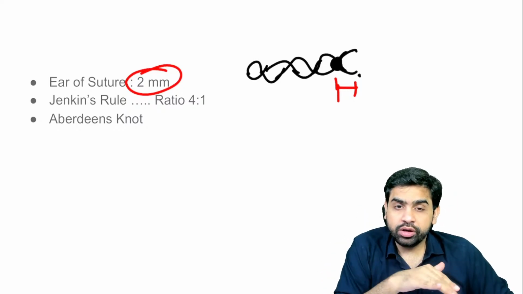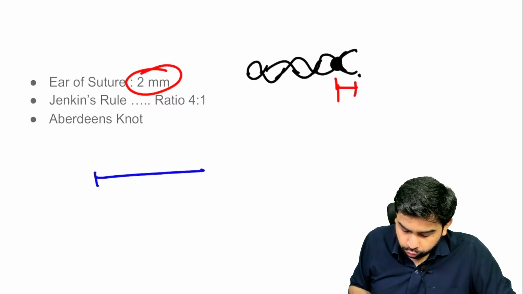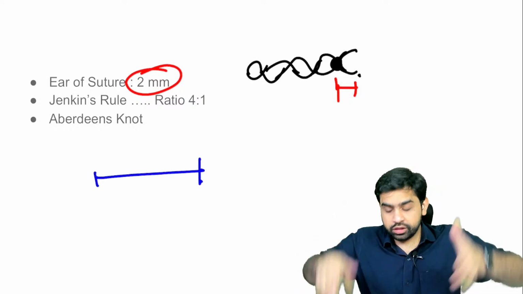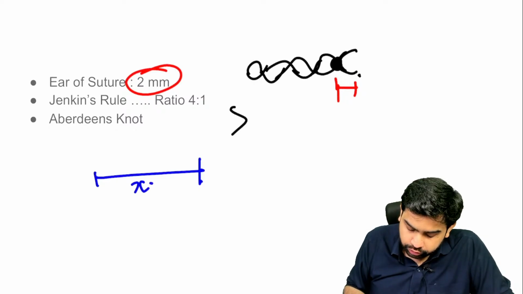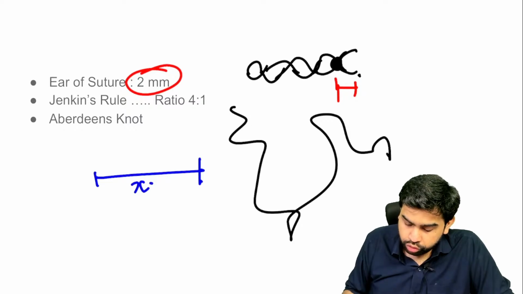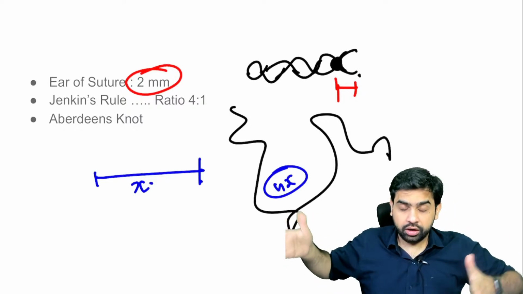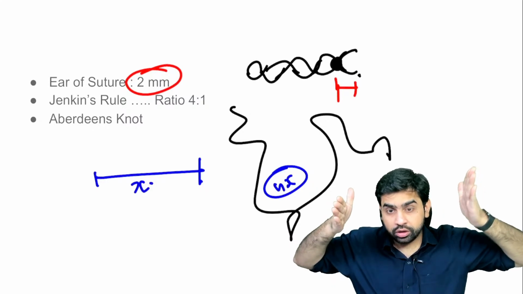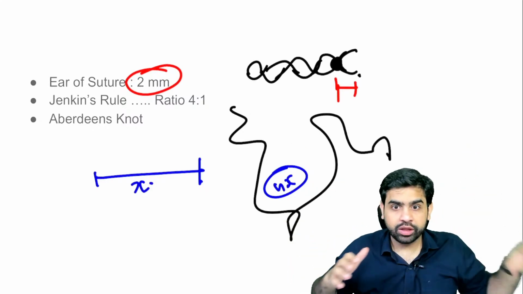Then there's something which is called the Jenkins rule. What is this Jenkins rule? This basically states that if you want to close a wound of size X, what is the length of the suture you are going to need? It is 4x. So if you want to close a wound of size X, you need 4x the length of suture in order to close that wound.